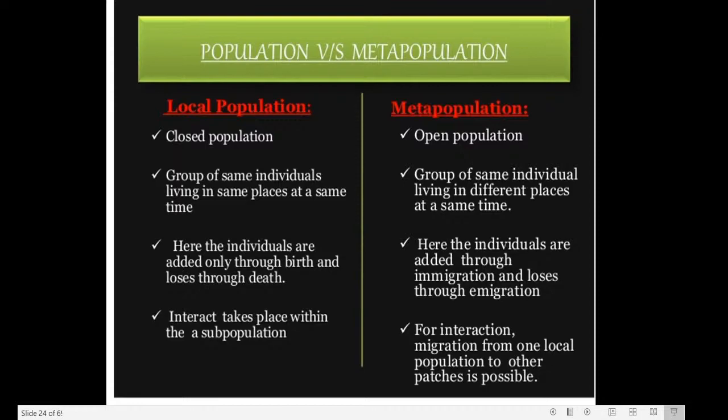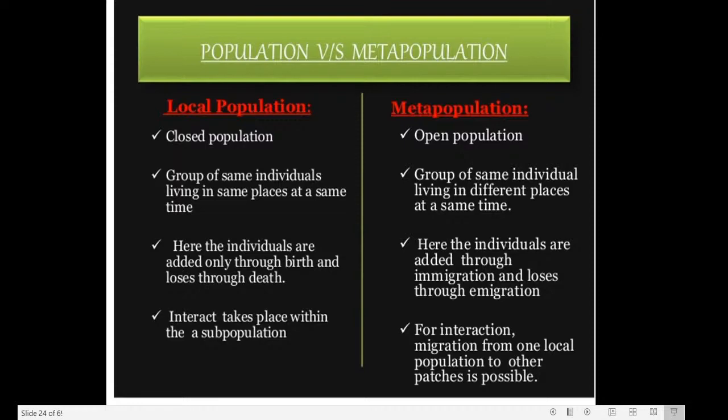The main thing in the metapopulation is immigration. In a local population they have death and birth, and in a normal population they also have death and birth. Impact takes place within the subpopulations. For interaction, migration from one local population to another local patch is possible.